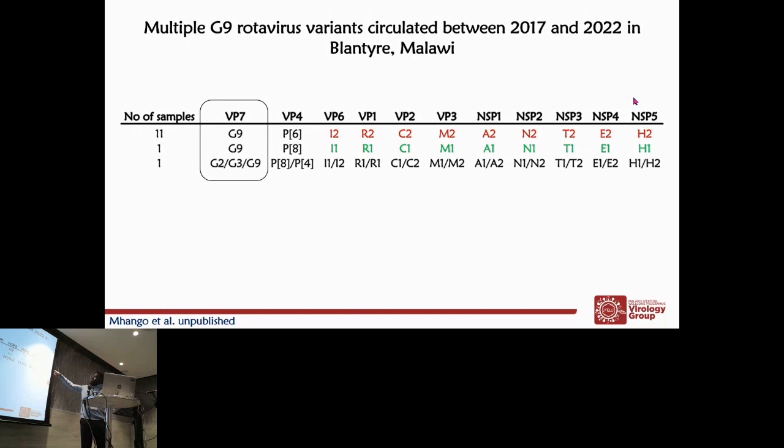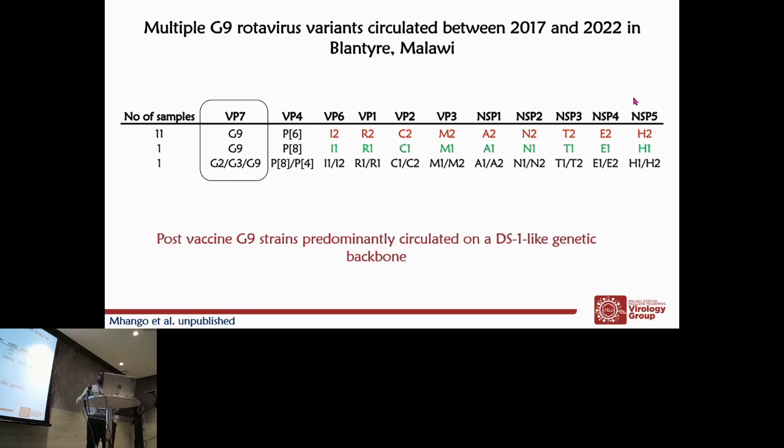One sample had a wild-like genetic constellation where everything was a genotype 1, but then one of the samples had a mixed infection, which had a G2, G3, and a G9 genotype with both the genotype 1 and genotype 2 genetic constellation. So from this, you can see that the post-vaccine samples are predominantly DS1, they've got that DS1 genetic backbone. But then what I wanted to look into now is why we were having more samples with a specific genotype than the other samples. So I'll focus a lot on the 11 samples that had a DS1 genetic constellation.